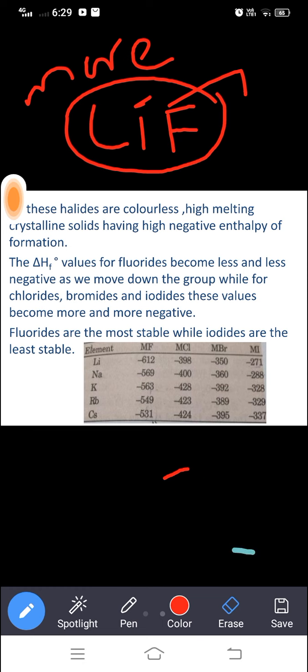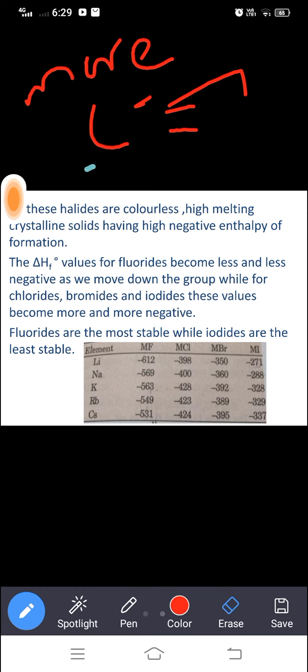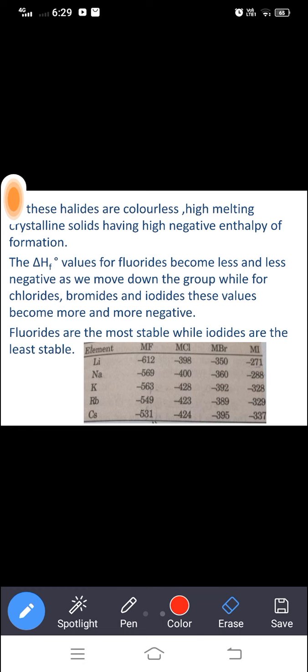More negative means more stable, less negative means less stable. Okay, now go to the next one. Apart from this principle, it will be working for only one, that means the fluoride only. Now if you compare the chloride, bromide and iodide, where M represents the metals, it will be entirely different. That means it will be the reverse of the fluoride.